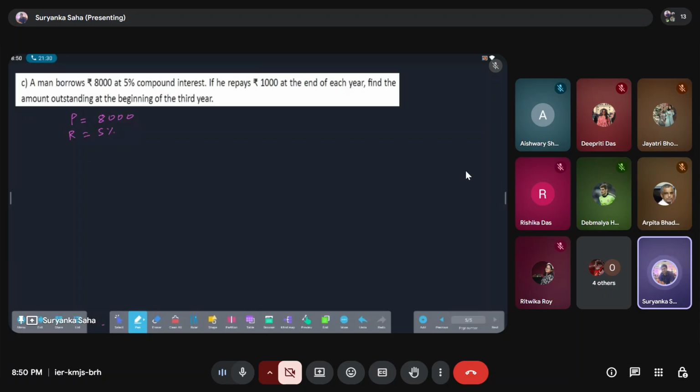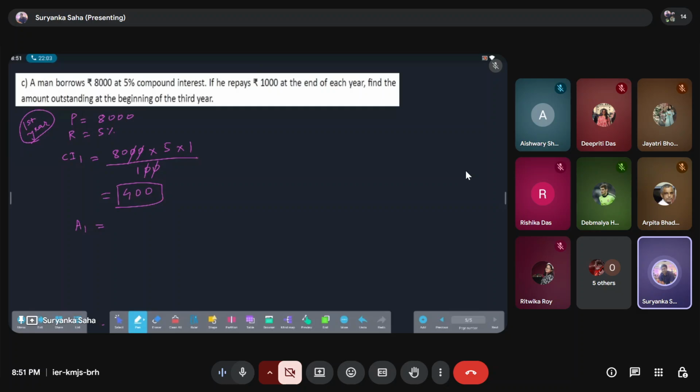If he repays 1,000 at the end of the first year, let me find the CI for the first year. CI will be principal 8,000 into rate 5 into time 1 year by 100. If I cancel out, it will be 400. So CI1 is 400. Understood? Now you need to find A1.